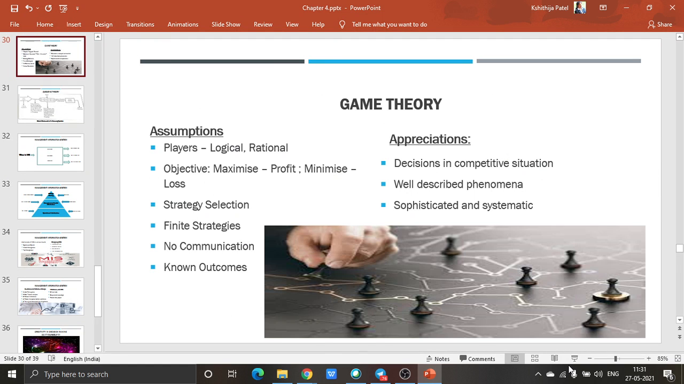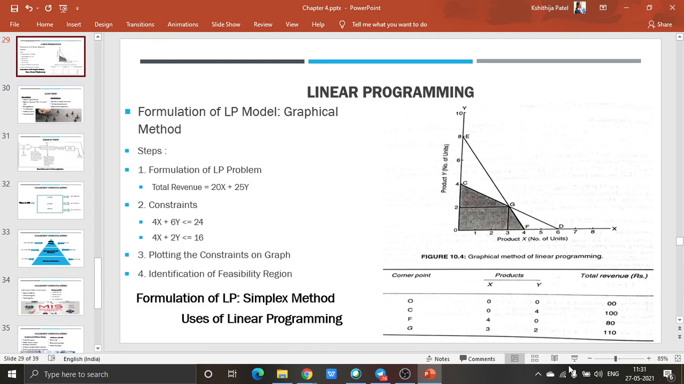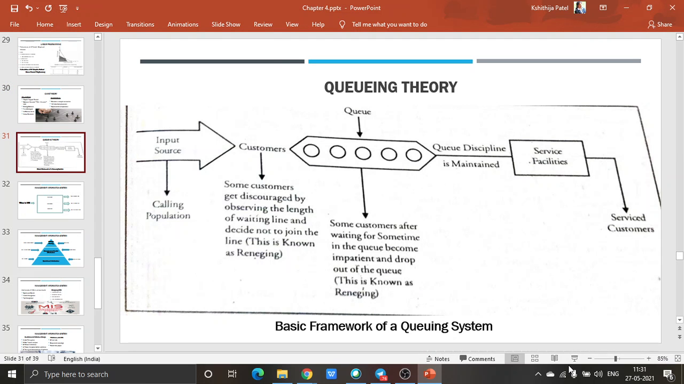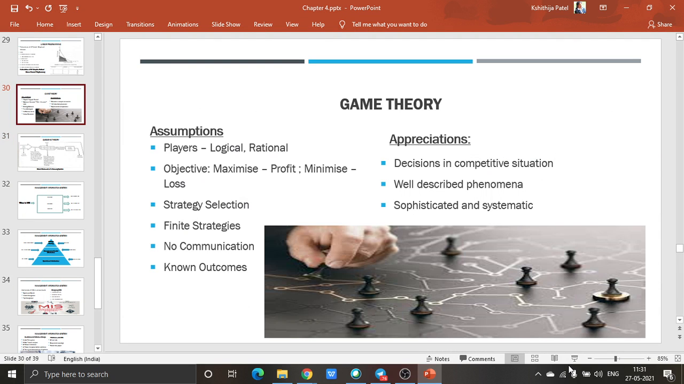Okay. Now before going to tomorrow's class, we shall finish off today's. We have still two more, that is queuing theory, sorry, and game theory. So what is this game theory? The name definitely sounds interesting, but what is it all about?